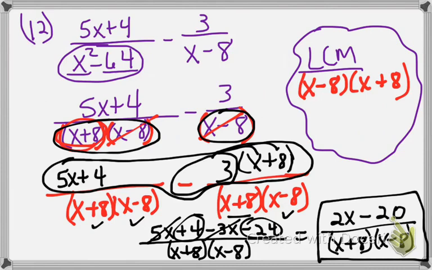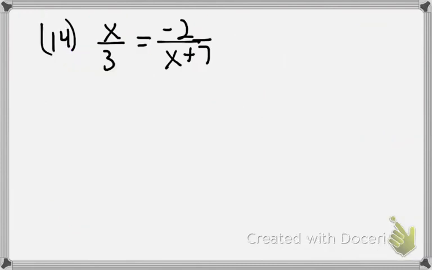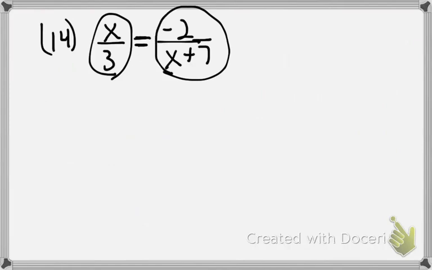Number 13 you're going to do on your own. Number 14 is a problem we're going to solve, and it's an equation. It has an equals. As long as we have a single fraction equal to a single fraction, we can cross multiply. So for this problem, that means I'm going to have x times x plus 7 equals negative 2 times 3.